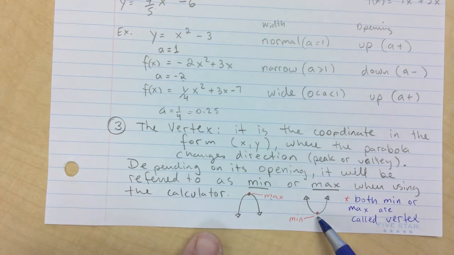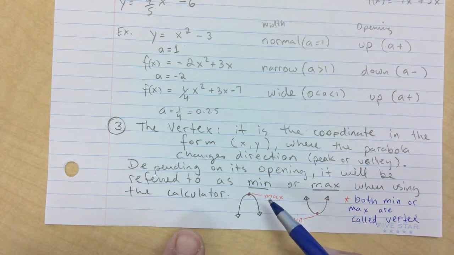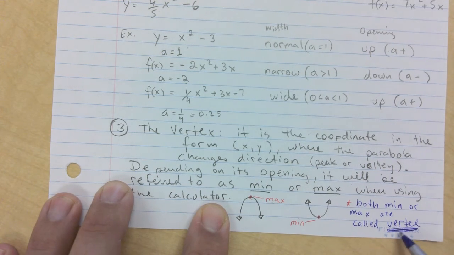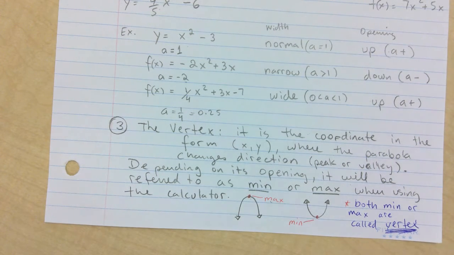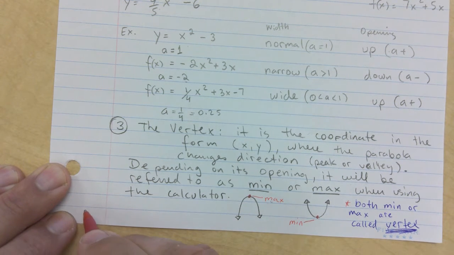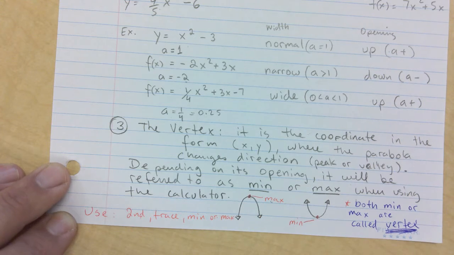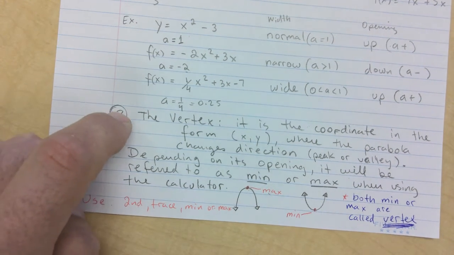So it doesn't matter if it's a parabola pointing up or down. That point where it changes direction is called the vertex. Okay, always that we refer to as the vertex. So use second trace, min or max. And when we use our calculator, we're going to have to use second trace min or max. It's going to be one or the other to get the vertex. So I'm going to show you later on how to do that.